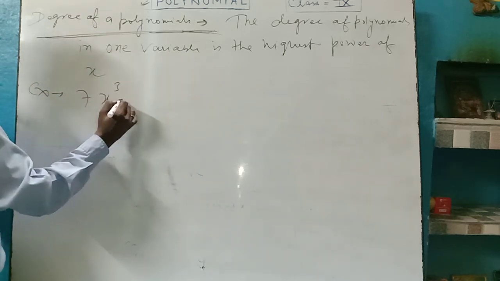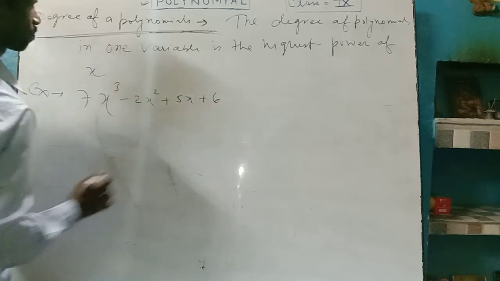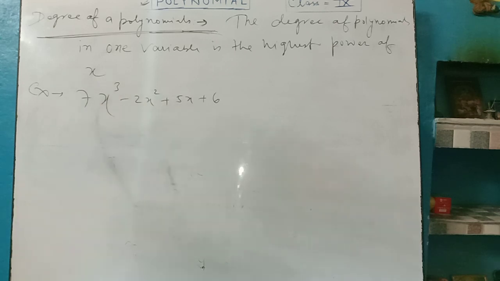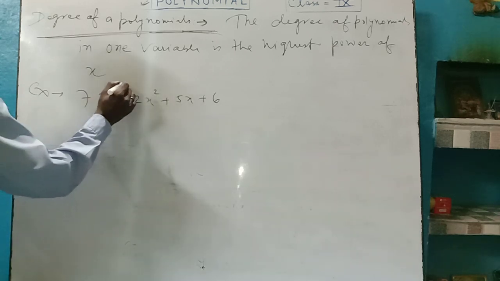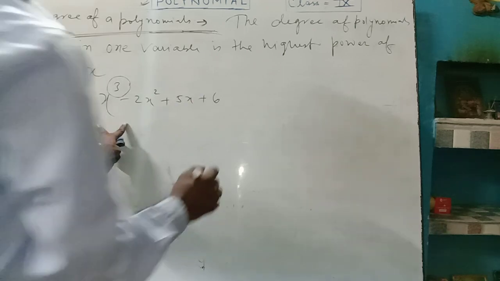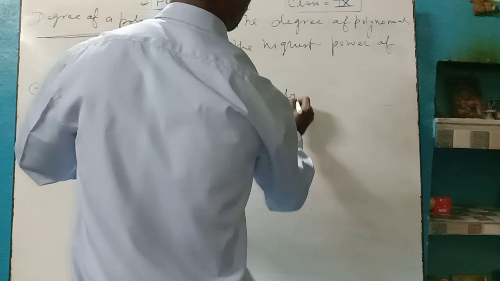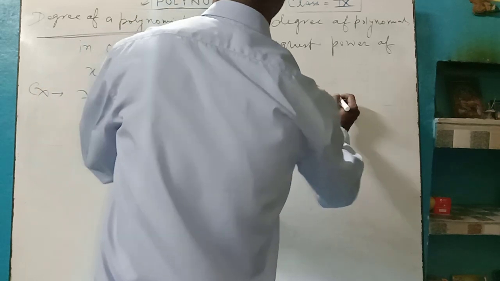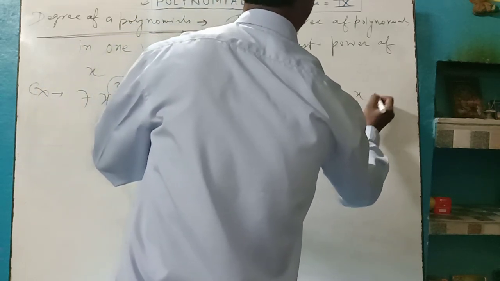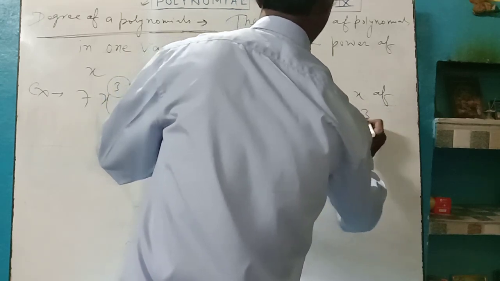As an example, x to the power 3 minus 2x square plus 5x plus 6 is a polynomial in x. Here the highest degree is 3. So this is a polynomial in x of degree 3.